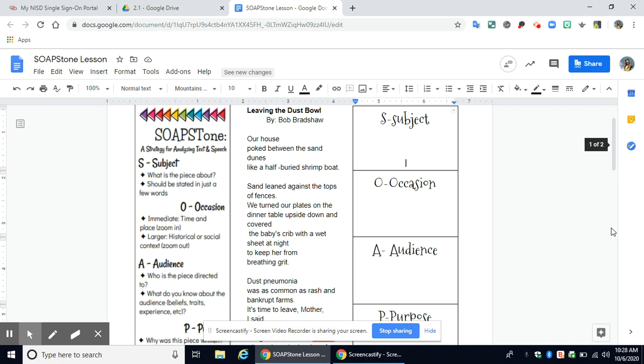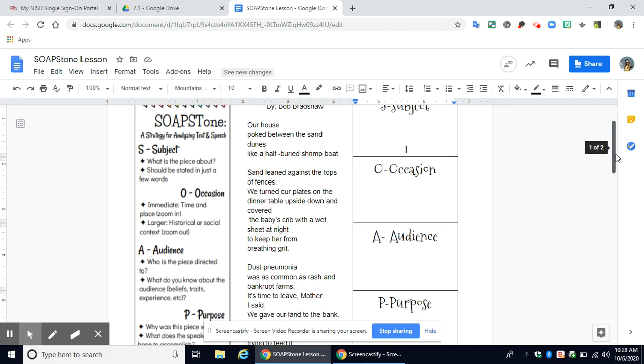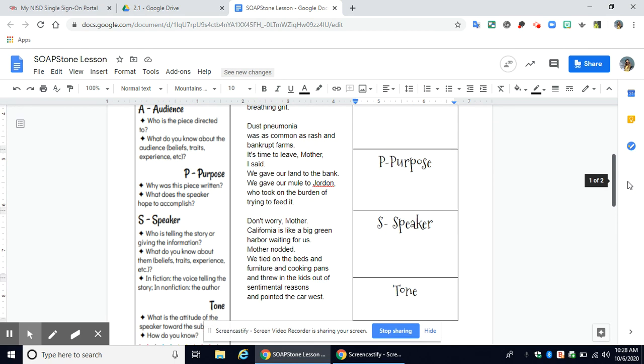It says, our house poked between the sand dunes like a half-buried shrimp boat. Sand leaned against the tops of fences. We turned our plates on the dinner table upside down and covered the baby's crib with a wet sheet at night to keep her from breathing grit. Dust pneumonia was as common as rash and bankrupt farms.